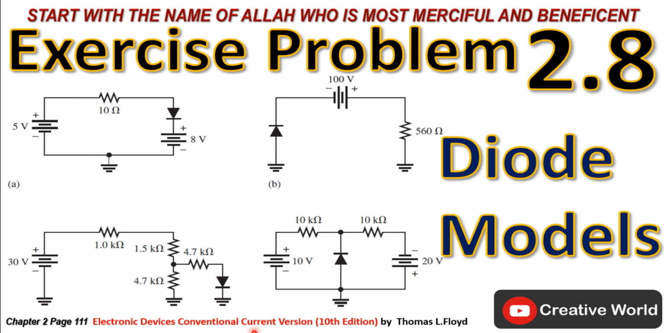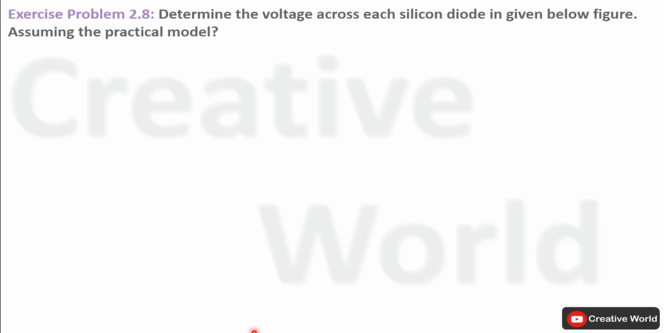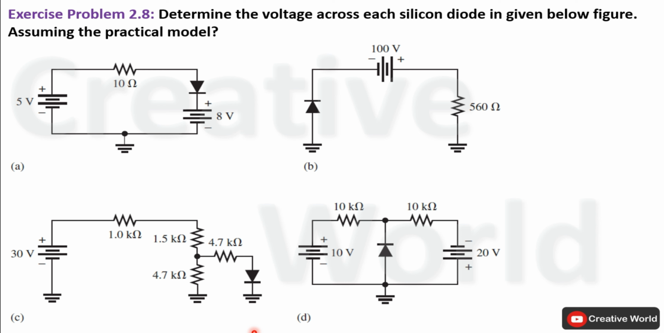Welcome to Creative World. In this video, we will solve chapter 2 exercise problem number 2.8. Read the scenario. Determine the voltage across each silicon diode in the given figure, assuming the practical model of the diode.